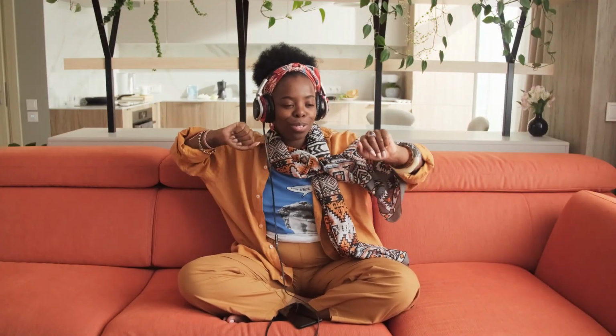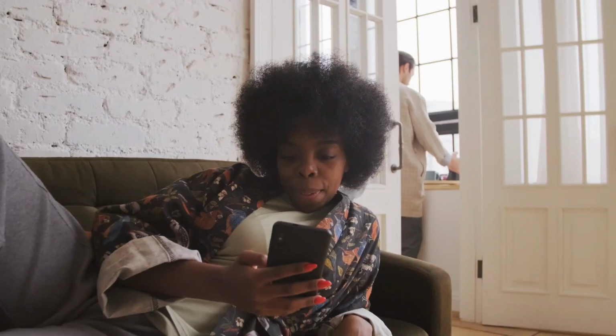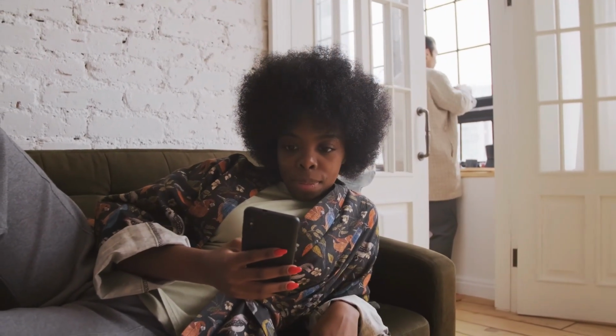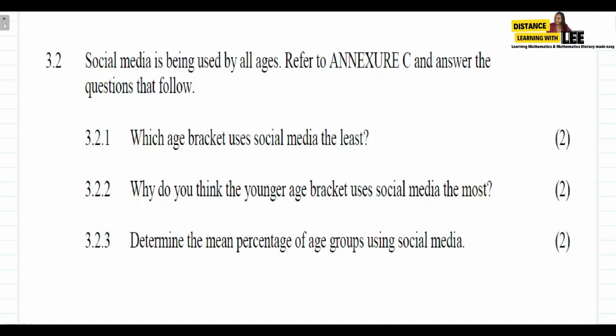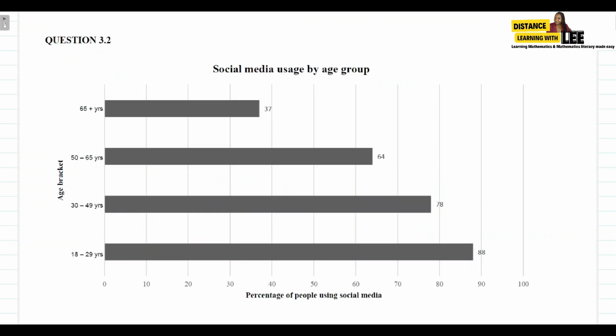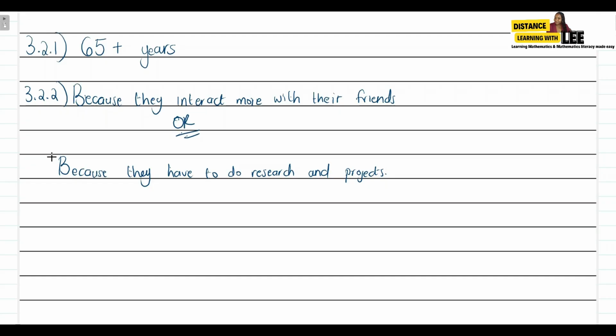You can also give a reason that they've got more time on their hands. The younger age group, they're not working, so we can also use that as an explanation as to why they use social media the most. Or you can even say because they interact more with their friends there. Any reasonable or valid answer will be accepted here. You must have an answer that just makes sense. So let's just write my answer down. Whichever explanation you would give that makes sense will be accepted.